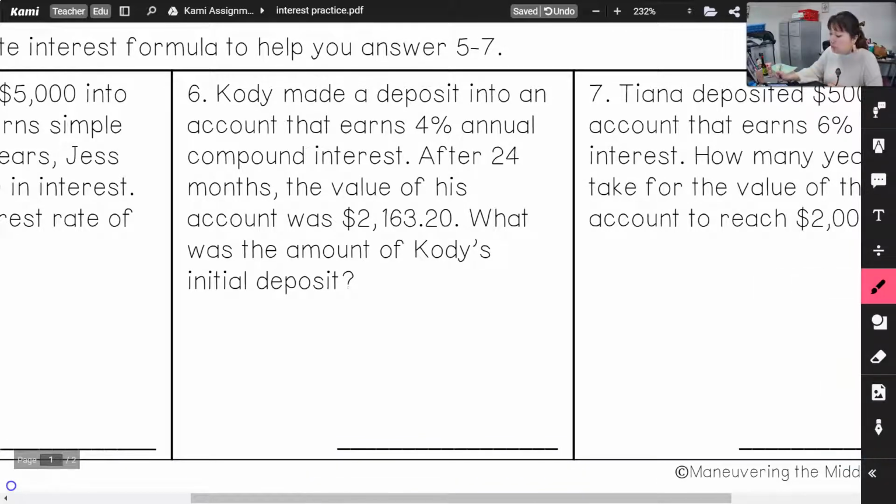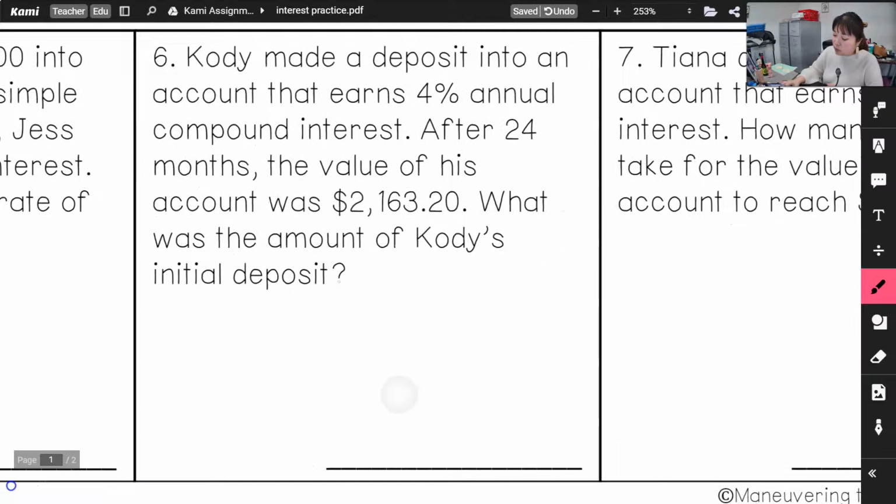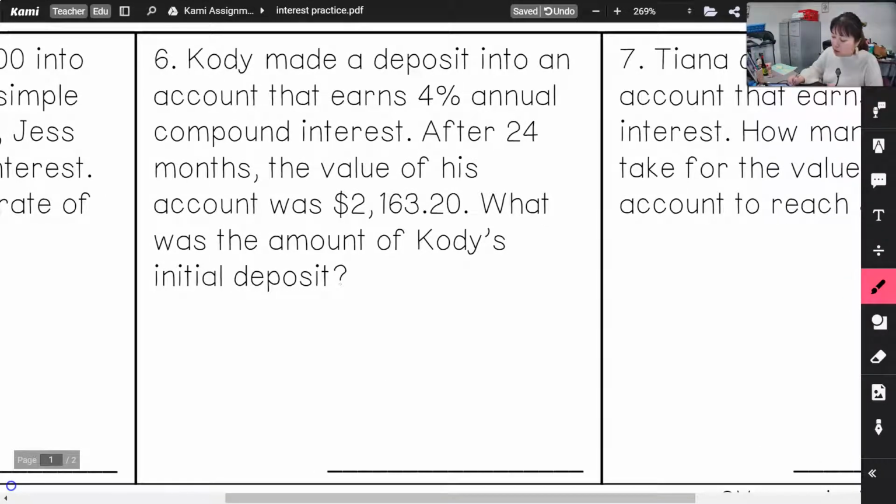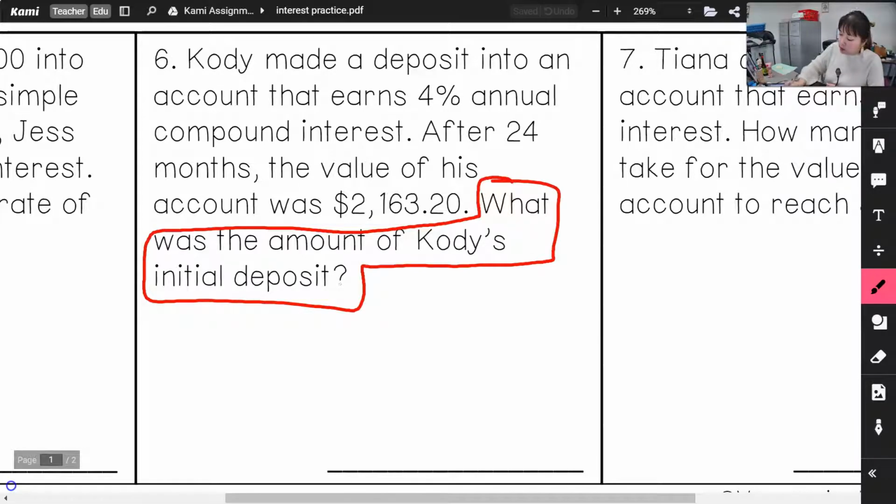Okay, so this problem says, Cody made a deposit into an account that earns 4% annual compound interest. After 24 months, the value of his account was $2,163.20. What was the amount of Cody's initial deposit? Okay, we see the word deposit here. That means that this question is asking us for P. Like I just said, every now and then you'll get a problem like this where you ask for P. Okay, so let's try and work this out.